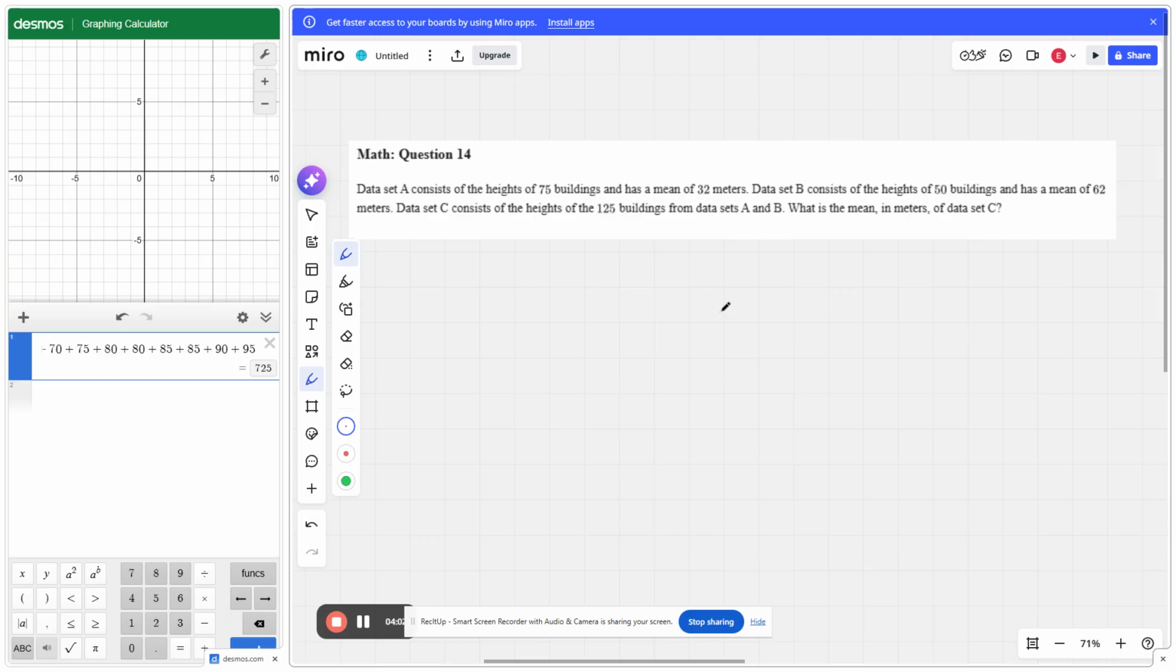But essentially what we're going to do here is we're going to realize that there's 75 buildings that have a mean of 32 meters. So the way we can write this out is essentially that everything added up, we'll say x, everything added up over the 75 buildings, so all 75 buildings added up equal 32 meters. And additionally, all 50 buildings, which would be y added up over 50, would equal 62 meters.